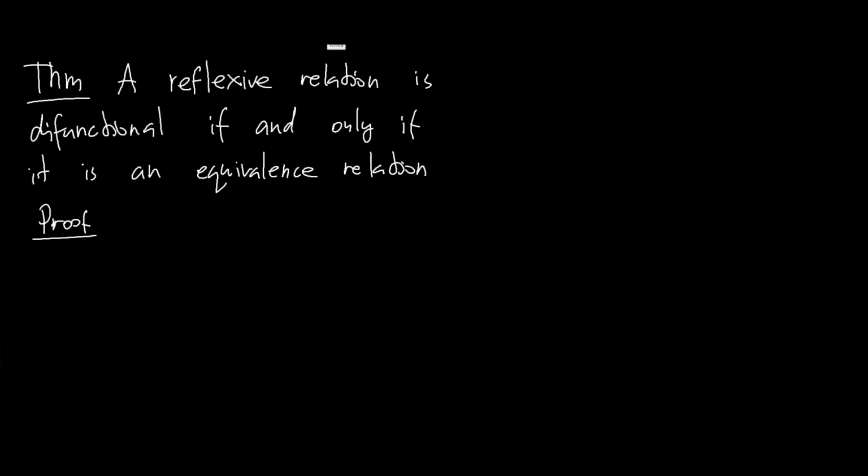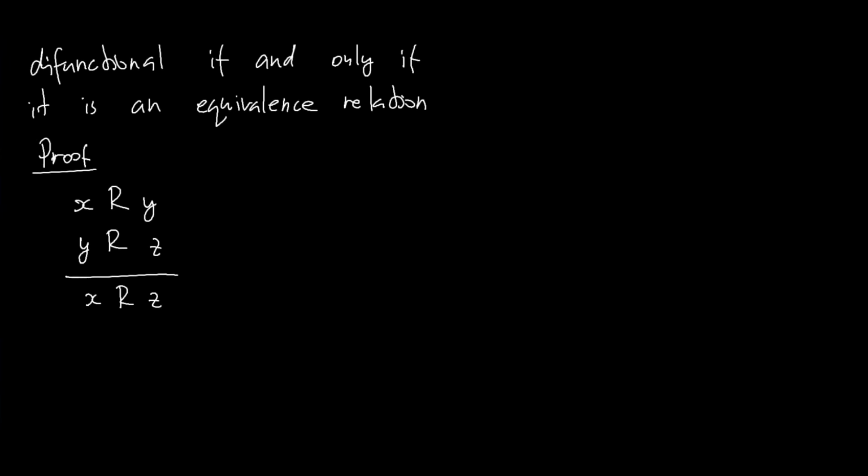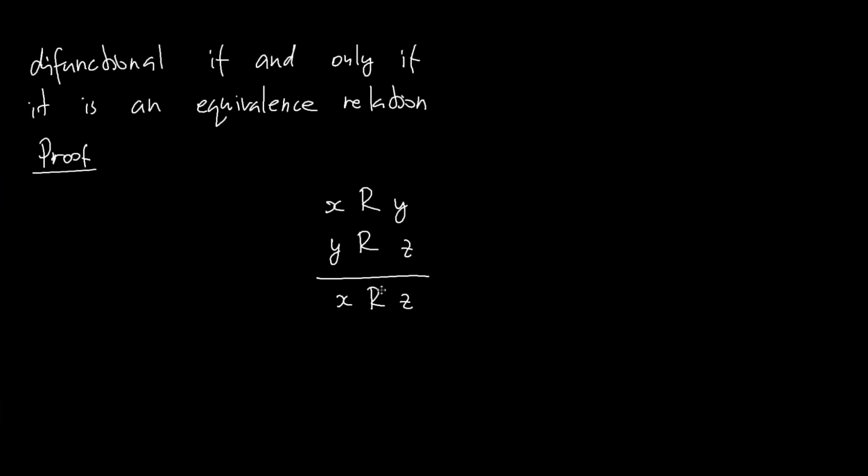So let's begin with a reflexive relation that's difunctional, and let's try to prove that it's an equivalence relation. To prove it's an equivalence relation, we need to establish transitivity. So we need to get the scheme that x related to y and y related to z should give us x related to z. The question is how to achieve this. Under which assumption do we want to achieve this?